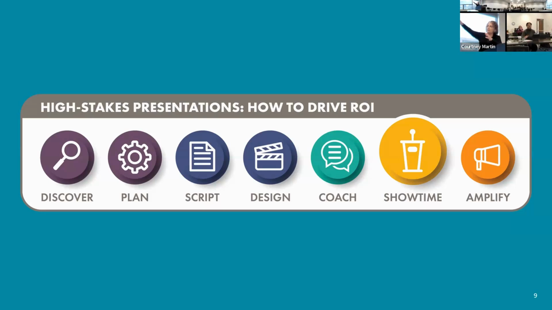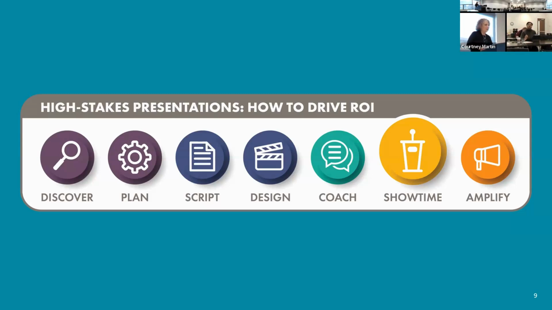Now, during this discover phase, which is first, you're going to get all these puzzle pieces collected for whatever your topic is, for your high stakes presentation. And the reason you do that is you're going to start formulating some good ideas ahead of the next step, which is to plan. All right.